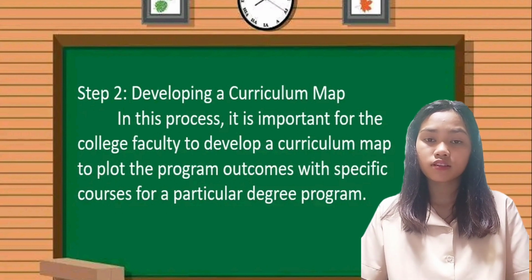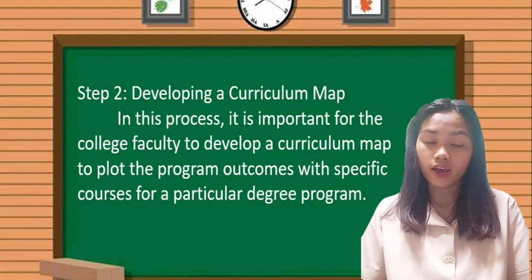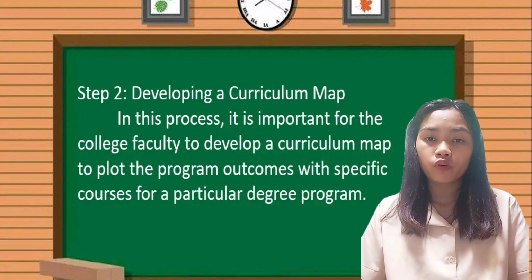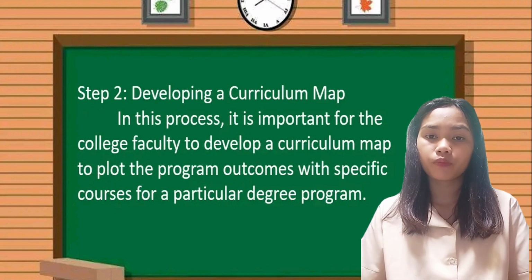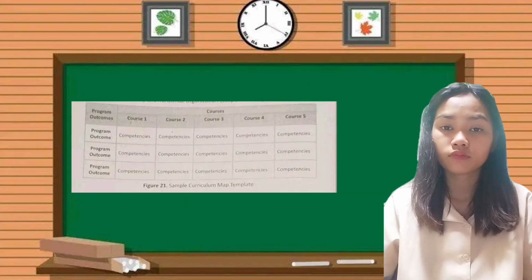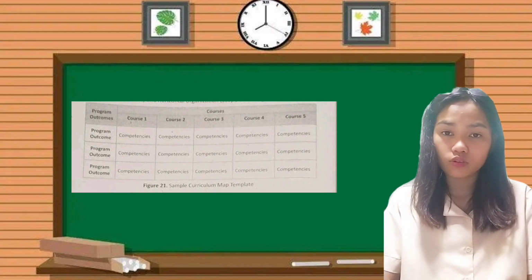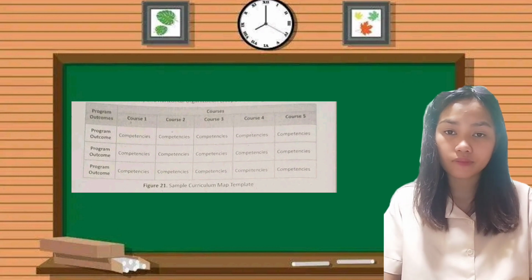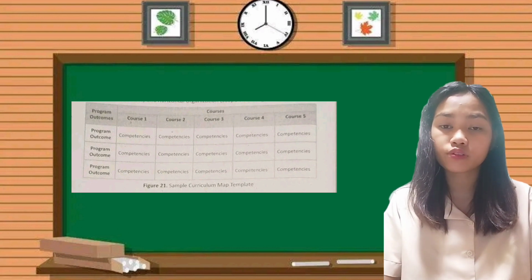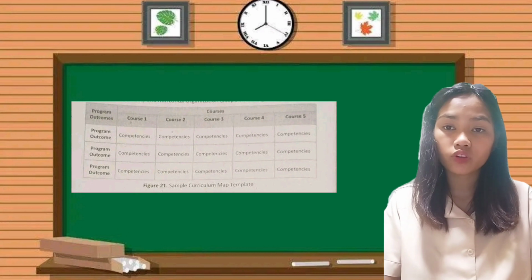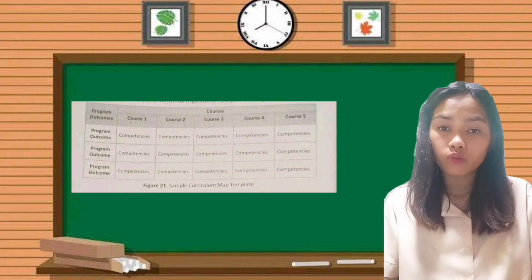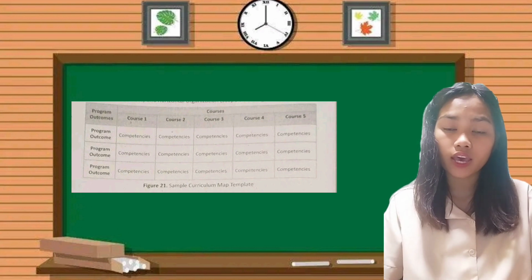So, in this process, it is important that the college faculty needs to develop a curriculum map. Why? In order for them to plot the program outcomes with the specific courses for a particular degree program. So we have, in the figure 21, the sample curriculum map template. So in the first column, we have program outcomes. The next one, we have the courses, which are the course 1, course 2, course 3, course 4, and course 5. So, under the course 1, we have the competencies.